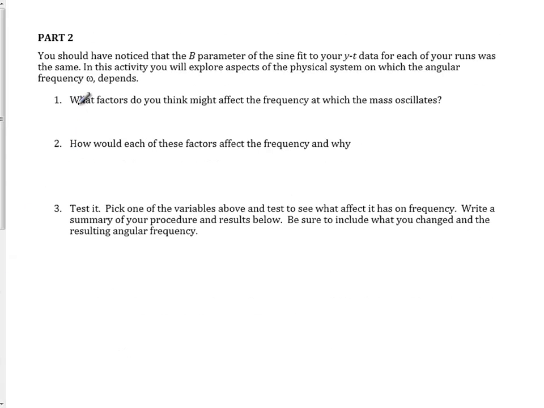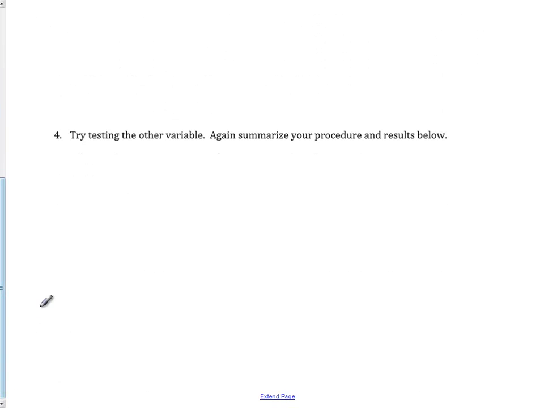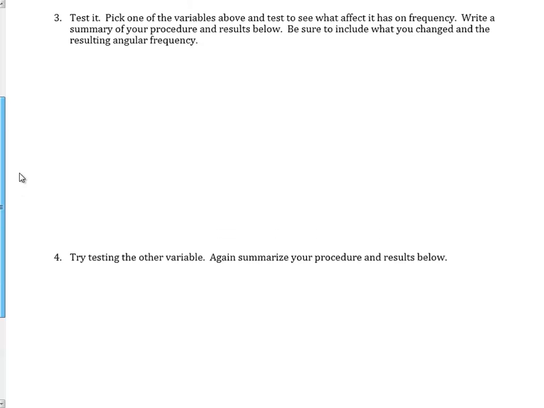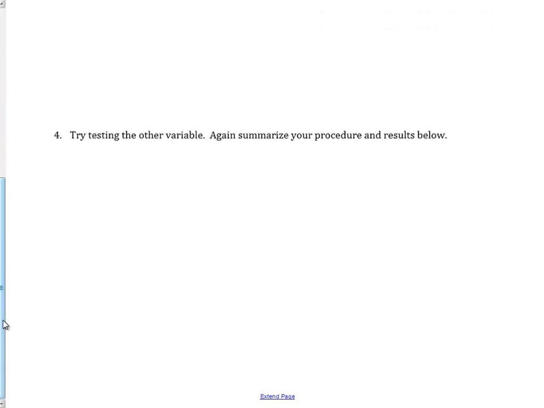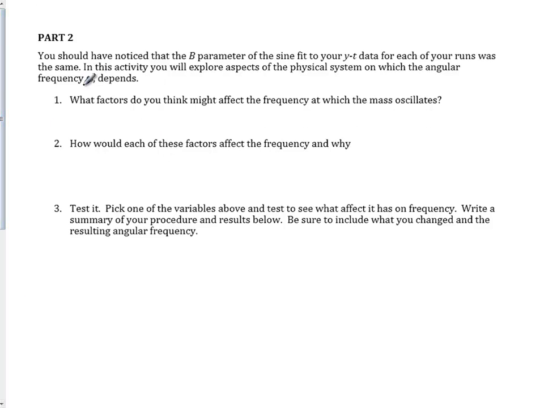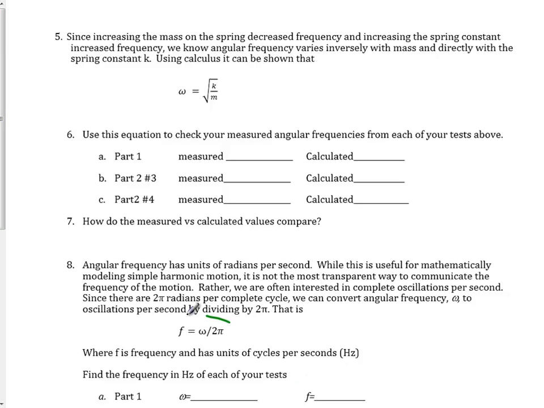Now, part 2, if you get there today: what factors do you think might affect the frequency at which the mass oscillates? Well, there's not a whole lot going on in there. You've got a mass and you've got a spring, so it's probably those two things. Think about how changing each one of them would affect it, and then you're going to test each one of them. So that's what this part is. Basically you're going to change the mass or the spring. In either case, we need to know the spring constant and the mass, and then you're going to record the frequency. Now, the frequency that you get out of this is actually angular frequency, but the end of this lab discusses how we can convert that into regular frequency.